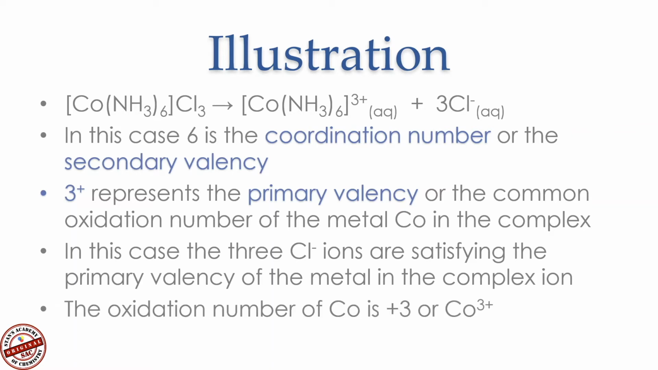The oxidation number of cobalt in this case is +3, therefore it is Co3+. So we have identified the primary valency and secondary valency merely by looking at the formula of the complex ion. That's what we have done at this point.